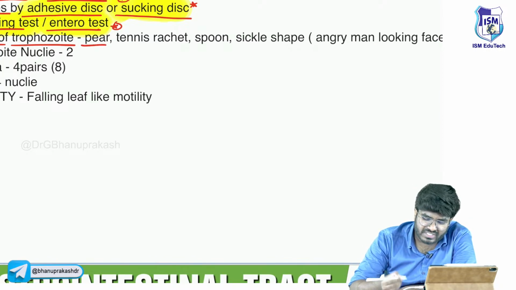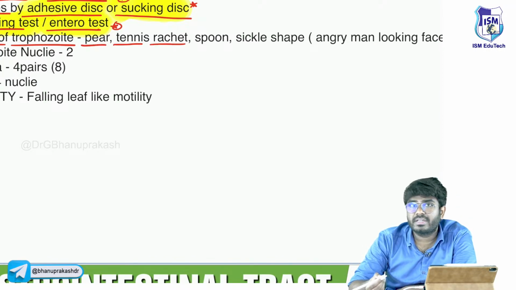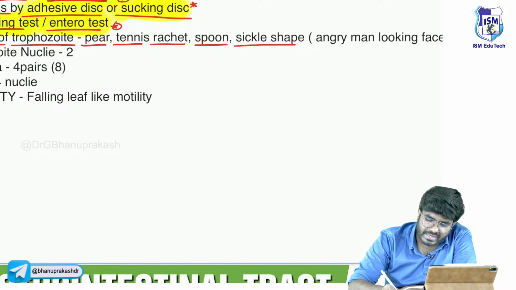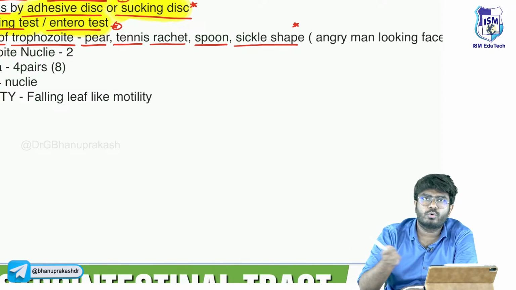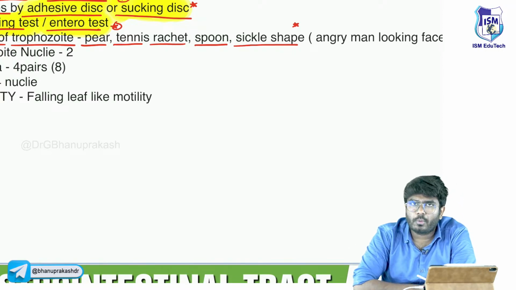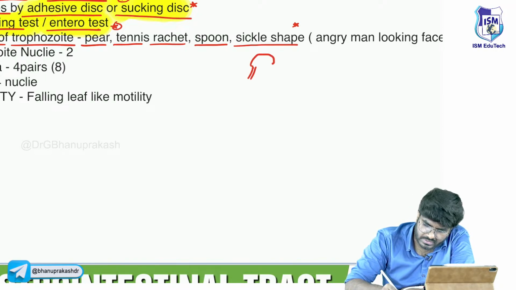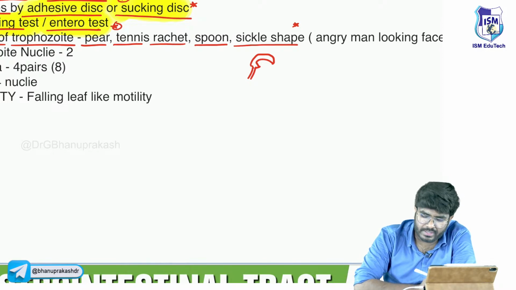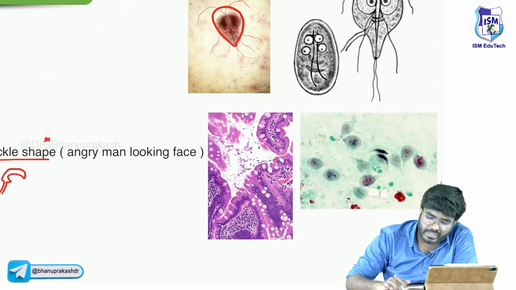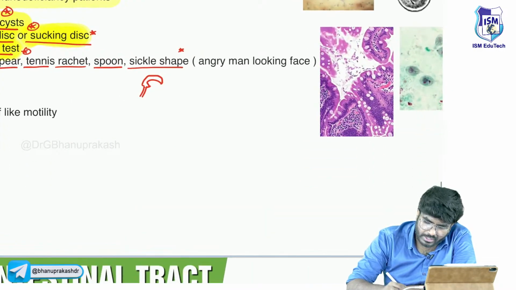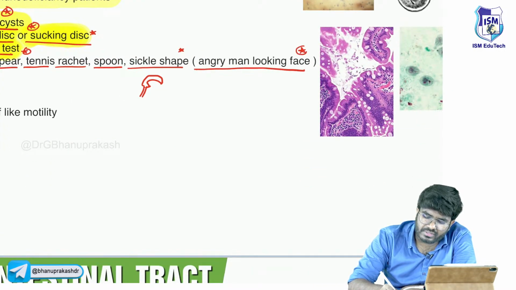And for someone it looks like a tennis racket, so they mention it as a tennis racket shape. For someone it looks like a spoon, so spoon shaped organism. From the side, it looks like a sickle, the one which is used to chop the crop. So sickle shaped. If you look at it, it's going to look like an angry old man, an angry man looking face. All these are for Giardia lamblia.